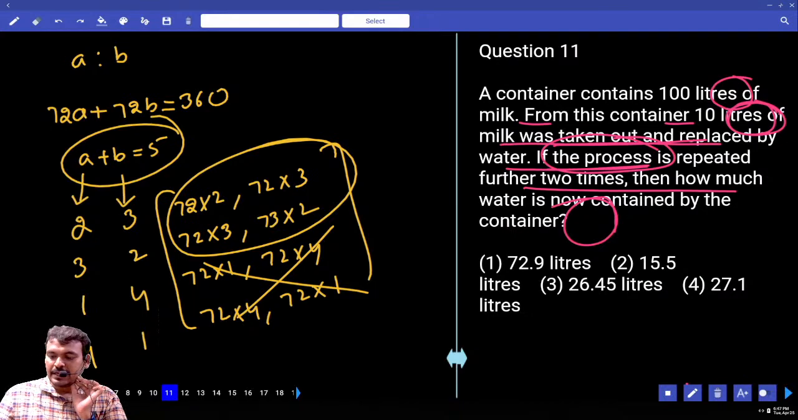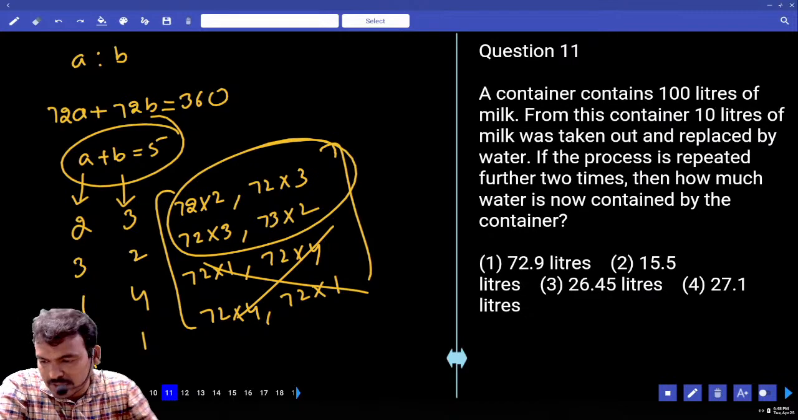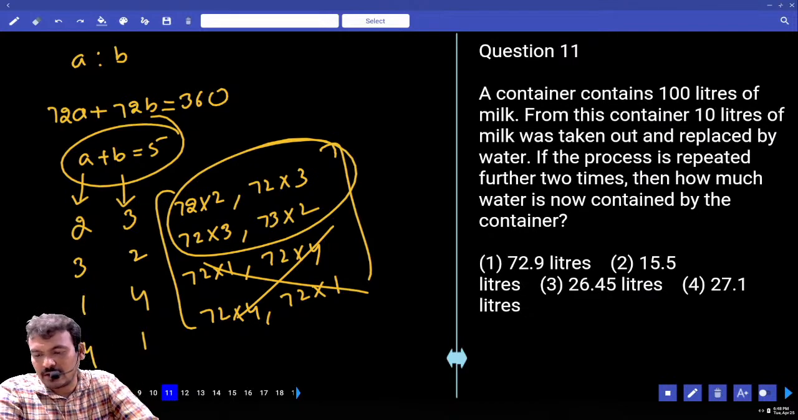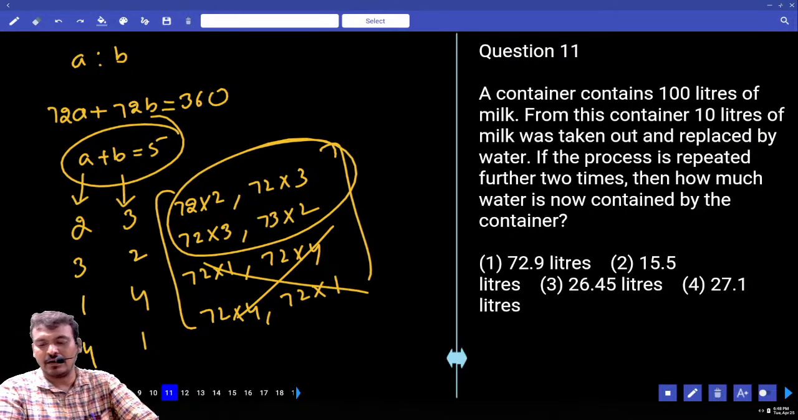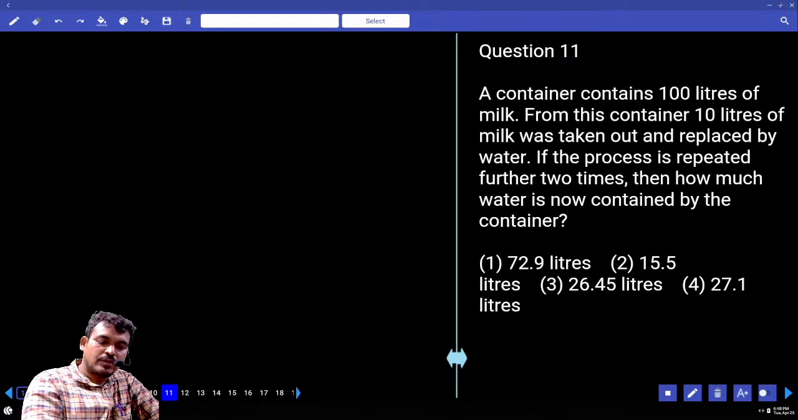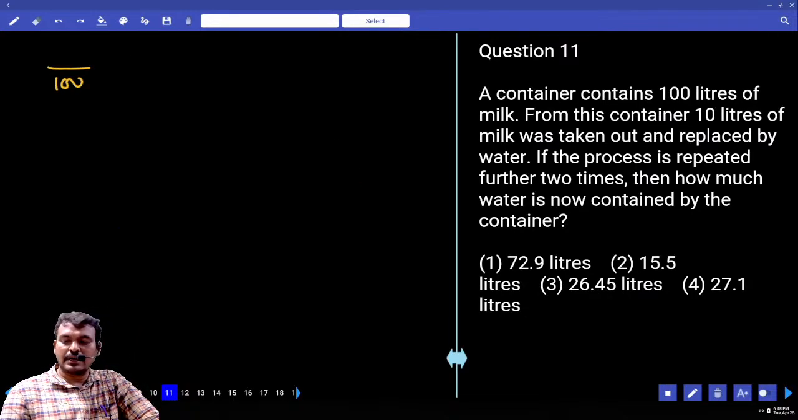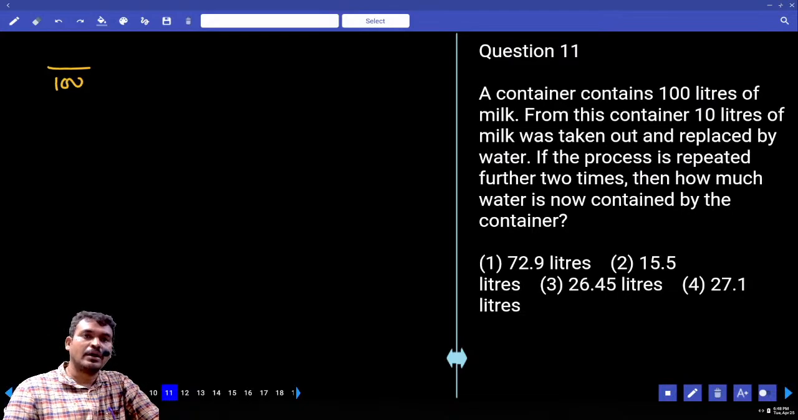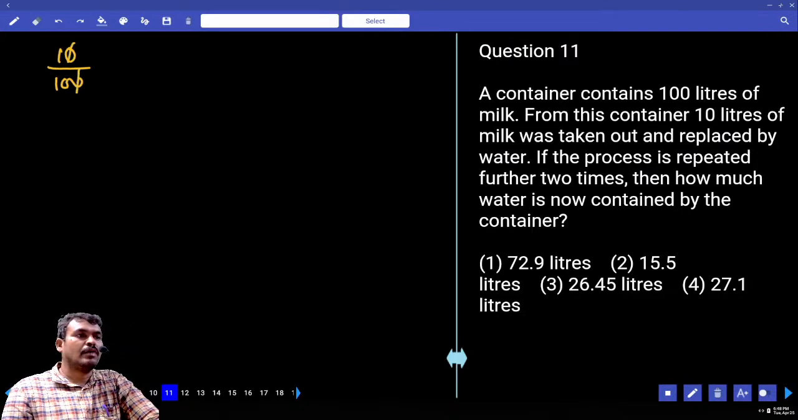Next question number 11. A container contains 100 liters of milk. From this container 10 liters of milk was taken out and it is replaced by water. If the process is repeated further 2 times, then how much water is now contained by the container? Every time 10 liters are taken out and replaced by water. Means out of 100 liters we take every time 10 liters. How much fraction we take? 1 by 10.